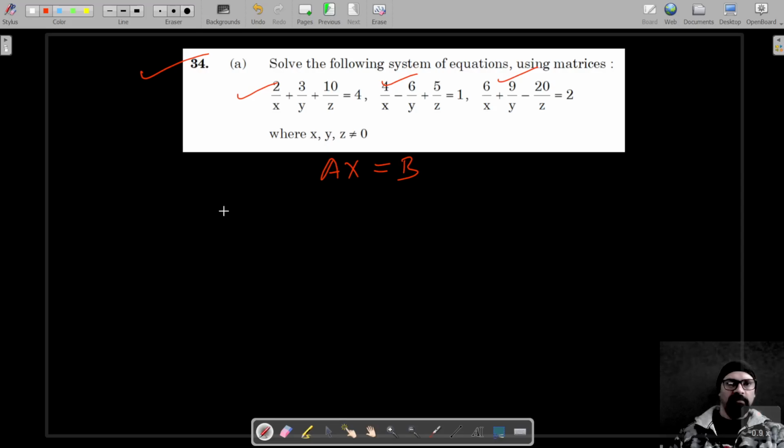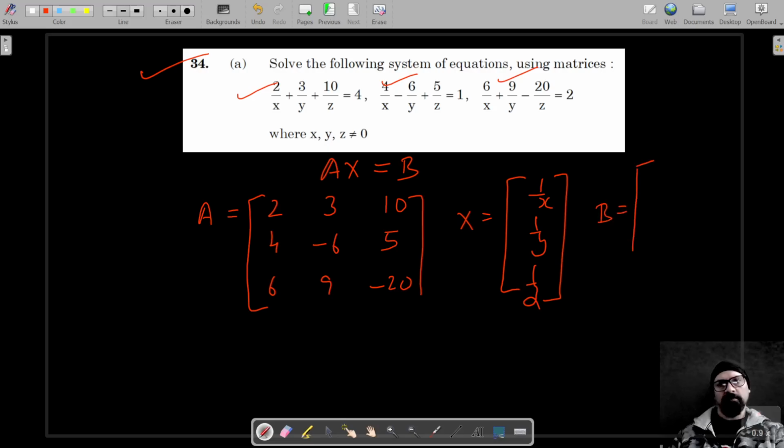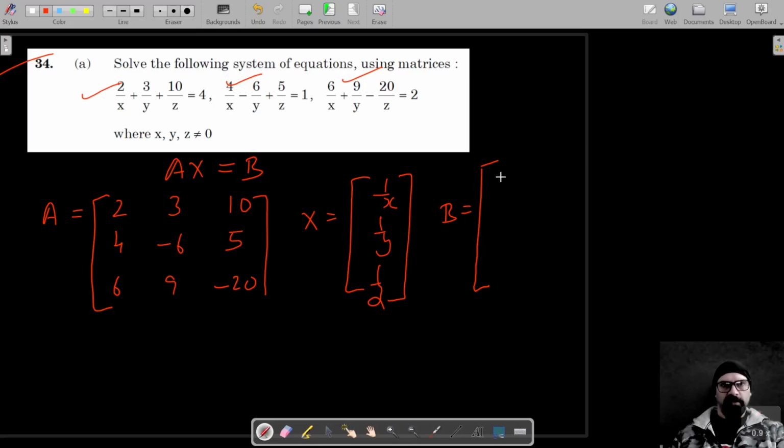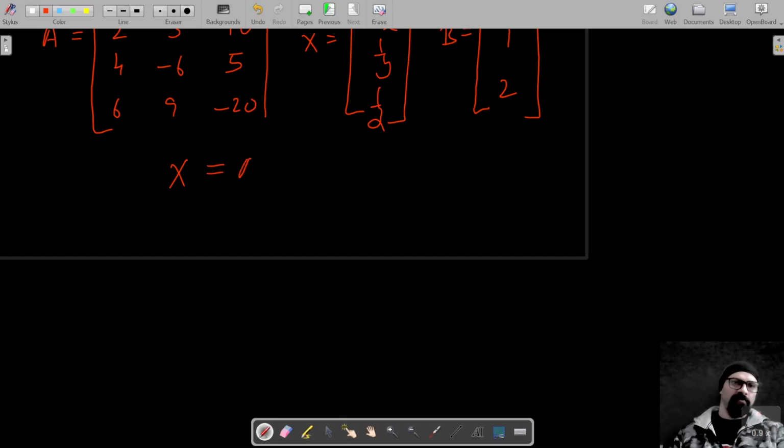So our A matrix has the elements: A is equal to 2, 3, 10, 4, negative 6, 5, 6, 9, and negative 20. And the X matrix should have the elements, it's not x, it's 1 by x, 1 by y, and 1 by z. And B should have the constants 4, 1, and 2. And if we have to find X, then X should be A inverse of B. So that is a product of A inverse and B.